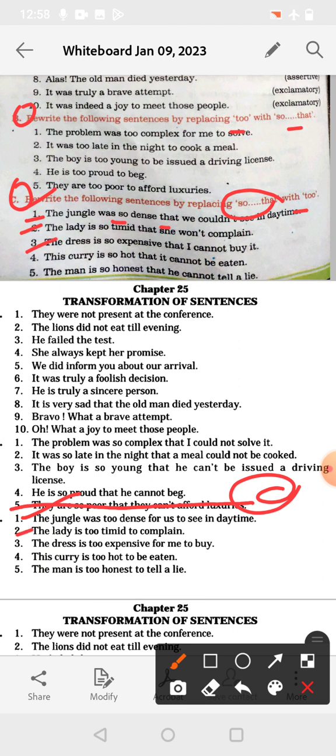Number three, the dress is so expensive that I cannot buy it. The dress is too expensive for me to buy. Number four, this curry is so hot that it cannot be eaten. This curry is too hot to be eaten. And the last one, the man is so honest that he cannot tell a lie. So it will be the man is too honest to tell a lie.